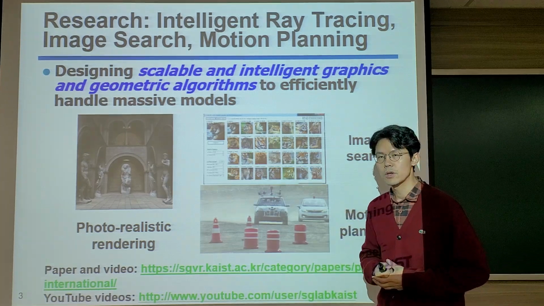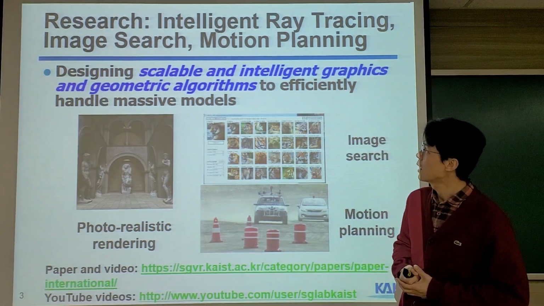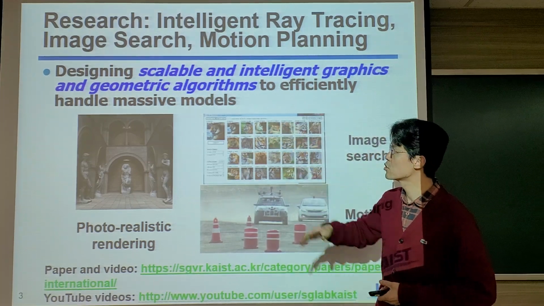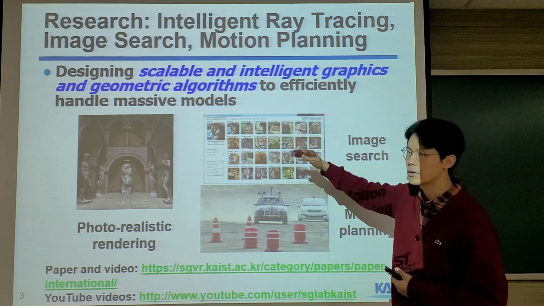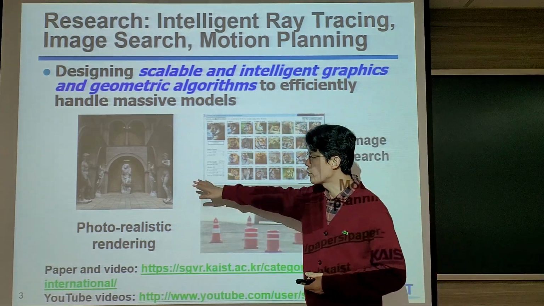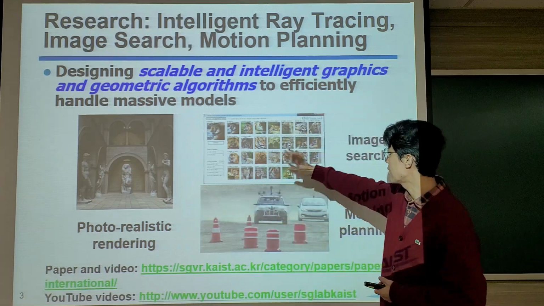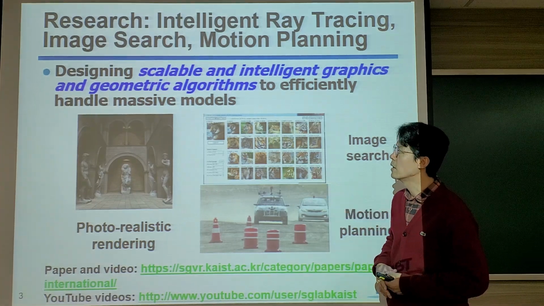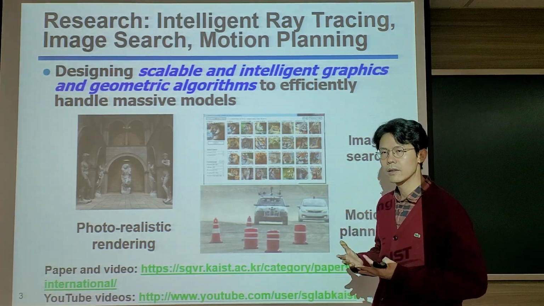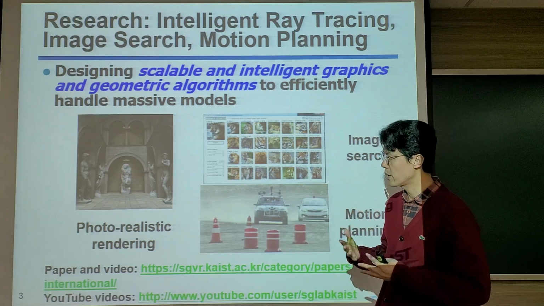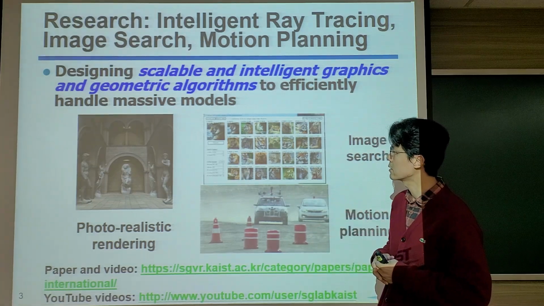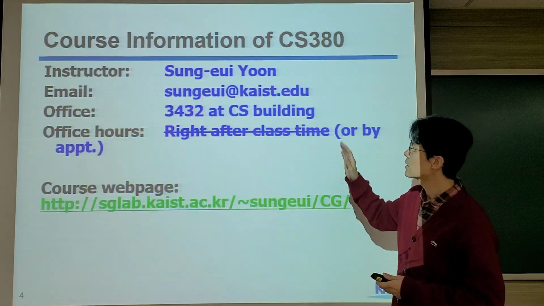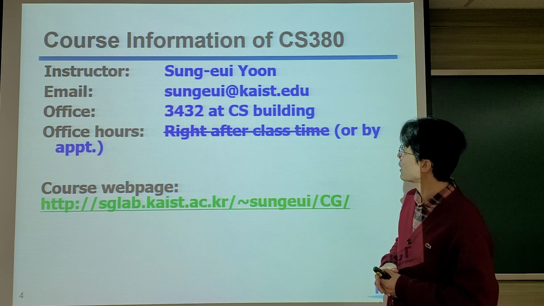This slide shows my overall research trend. I'm mainly working on designing scalable intelligent computer graphics and geometry algorithms to efficiently handle massive models. I'm mainly working on photorealistic rendering in computer graphics, and also many other related problems in computer vision, motion planning, and further, robotics. But I'd like to talk about the computer graphics field based on my prior experiences in this field.